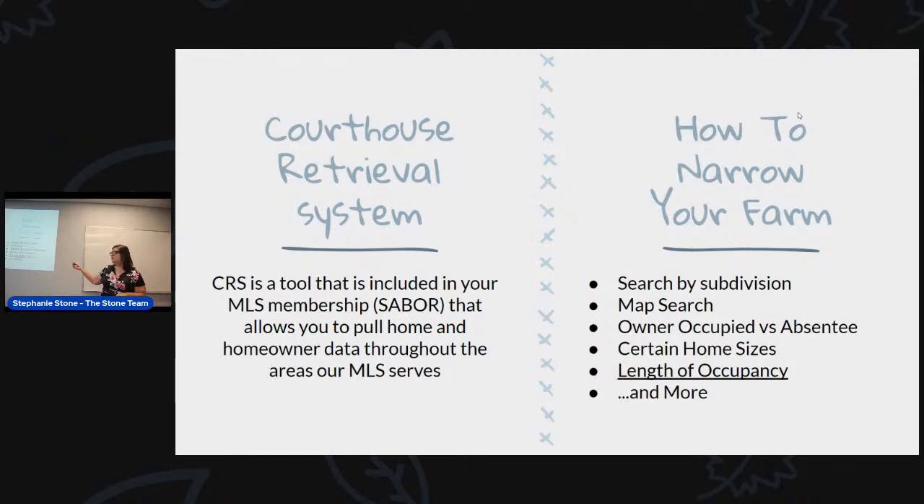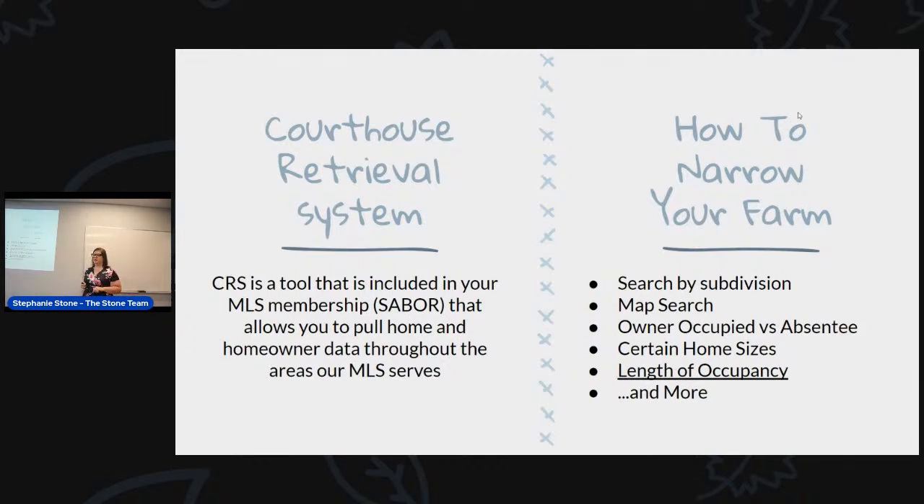We'll talk about how to pick who to market to and which ones to let lay by the wayside. So we can narrow down our farm by searching by subdivision. We can do a little geographic map search where you click and you draw, kind of like when you're searching for homes for your clients. And they want that, I want to be here, but no further west than here, and no further east than here, and I don't want to be further south than that Valero, and you've got to get real specific. We can do that in CRS as well.